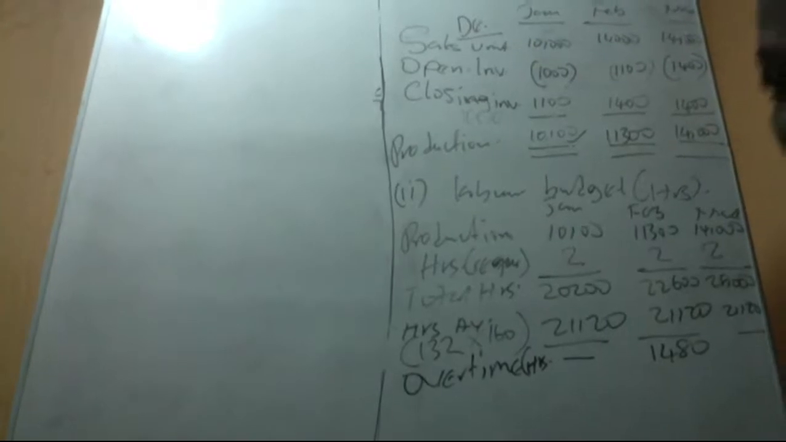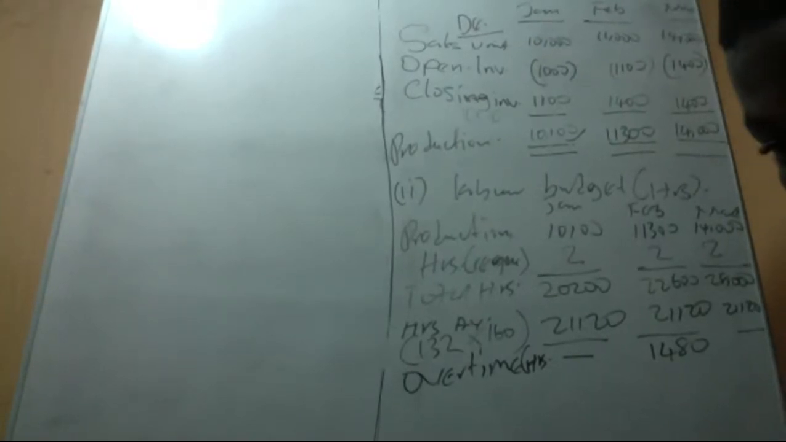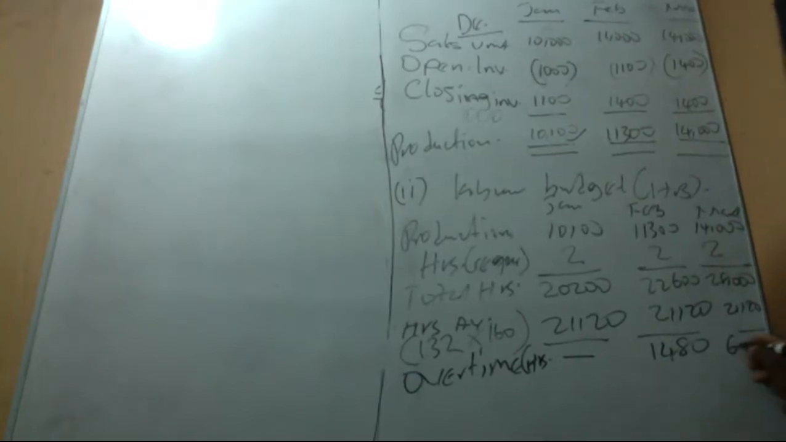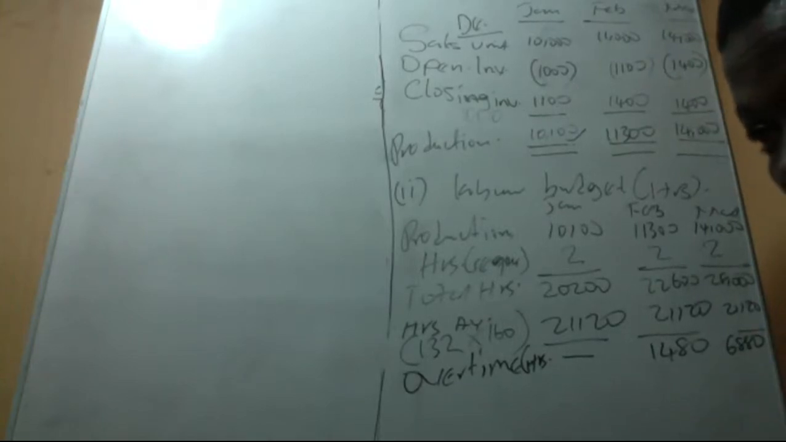And that of March will be 28,000 less 21,120. Answer: 6,880. So 6,880. How do we get that? Good. So that is it.